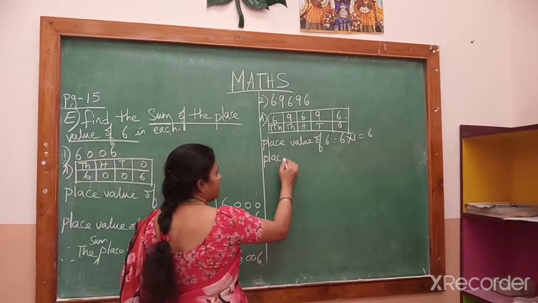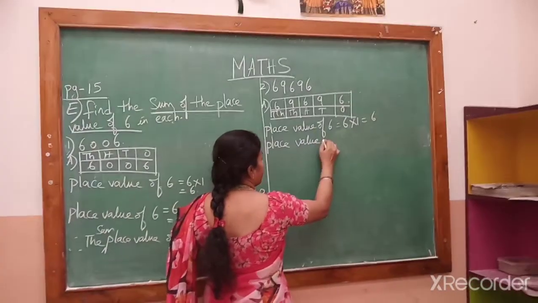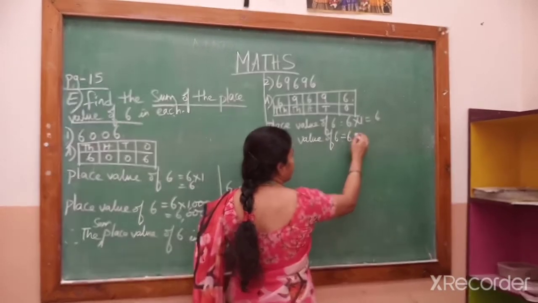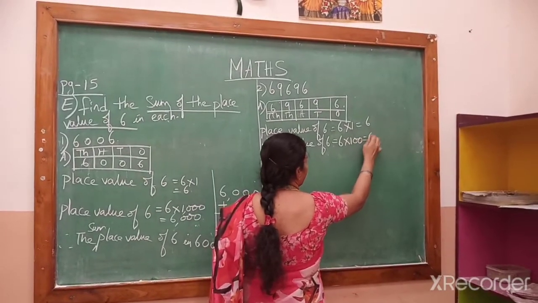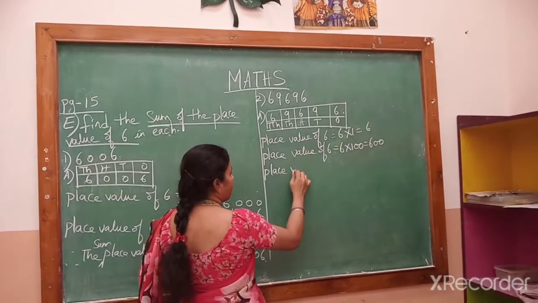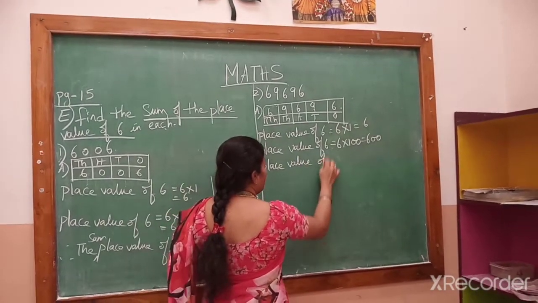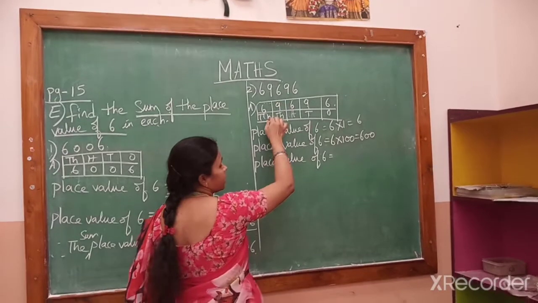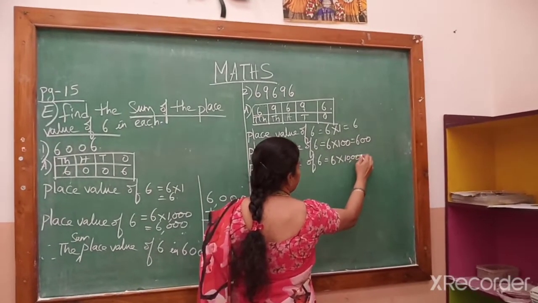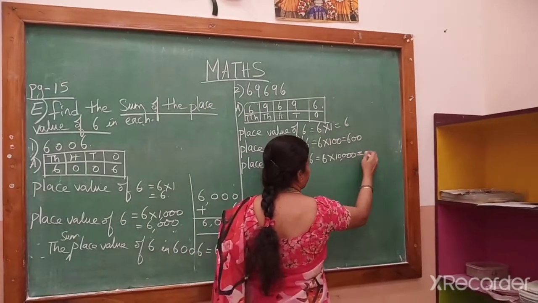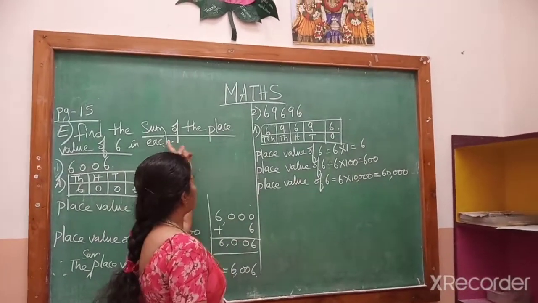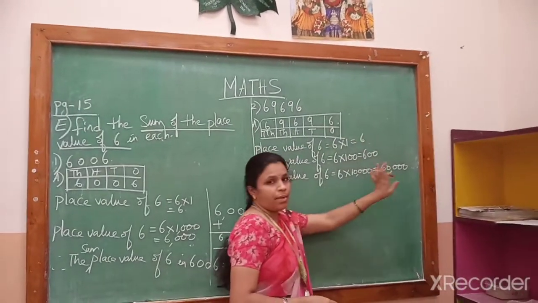Next, place value of 6. In the next place it is in the hundreds place. So 6 is multiplied with 100. So it is 600. Next one, place value of 6. Another 6 is in the 10,000 place. So 6 is multiplied with 10,000. So 6 into 10,000 is 60,000.